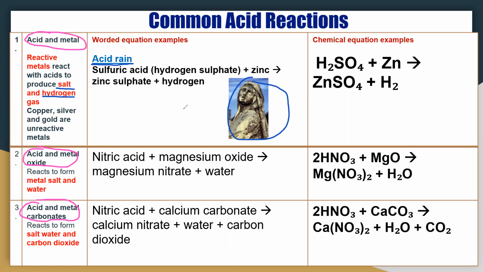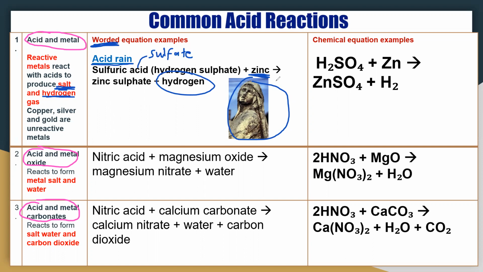So this is the formula that represents it, the worded equation, because we're just using words here, not chemical symbols. Sulfuric acid, which is also known as hydrogen sulfate, plus zinc combine to give us what are we expecting? A metal salt and hydrogen. Hydrogen is always the constant. Because zinc was the metal involved and sulfuric acid was the acid, sulfuric acid will always produce the salt known as sulfate.